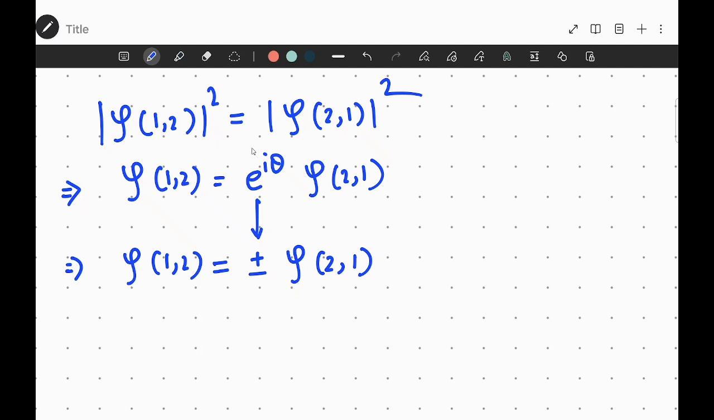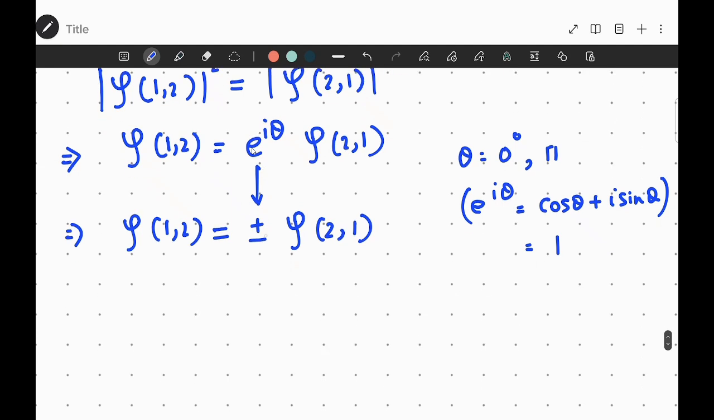You can write e to the power i theta as cos theta plus i sin theta. You know this. So when you put theta 0, it will be cos 0, which is 1. And when you put theta pi, then it will be minus 1. So that's why for 0 it obtains plus 1, and when it is pi, it is minus 1.